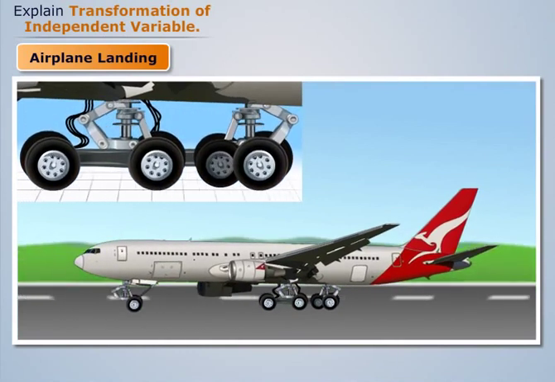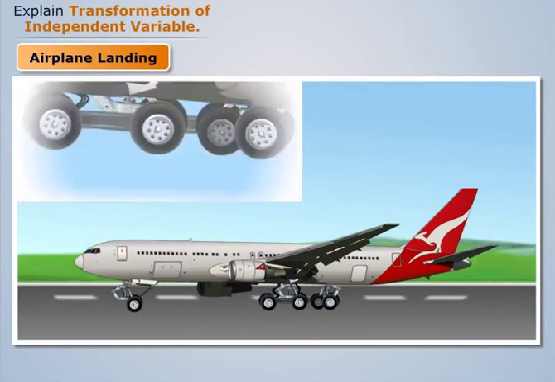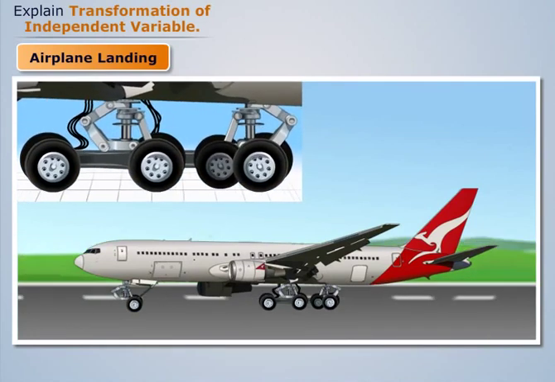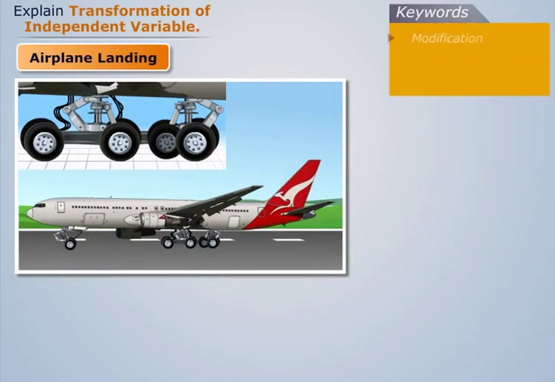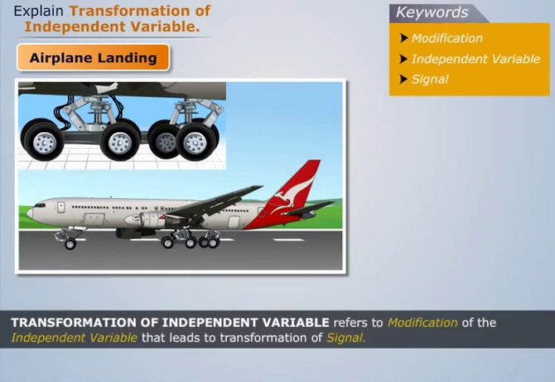Here the pilot's command is the independent variable whose transformation leads to a change in the system, that is, opening of the wheels for landing. Thus, on correlating our example with the definition, we can say that transformation of independent variable refers to modification of the independent variable that leads to transformation of signal.